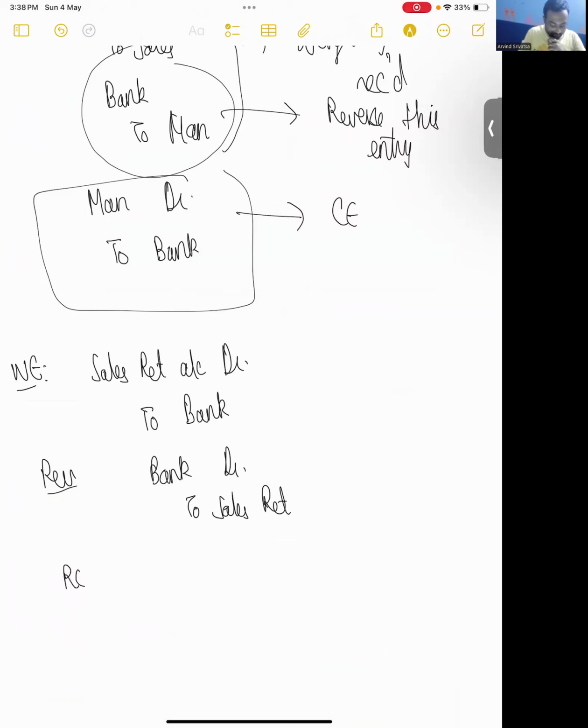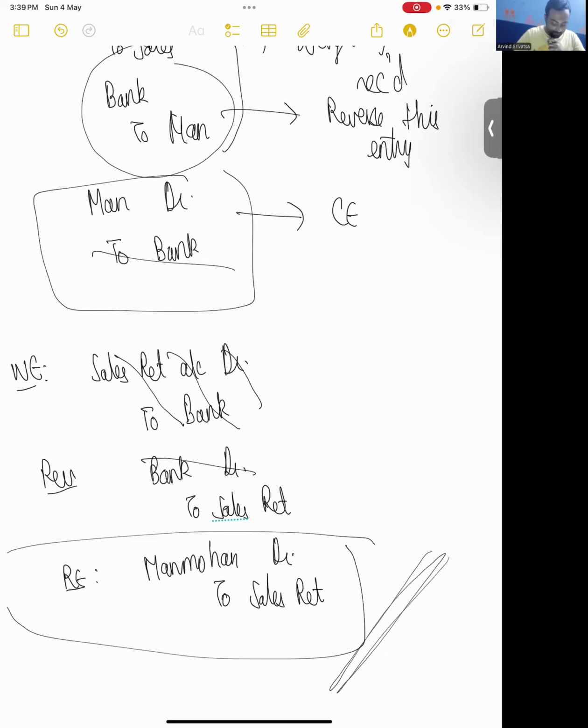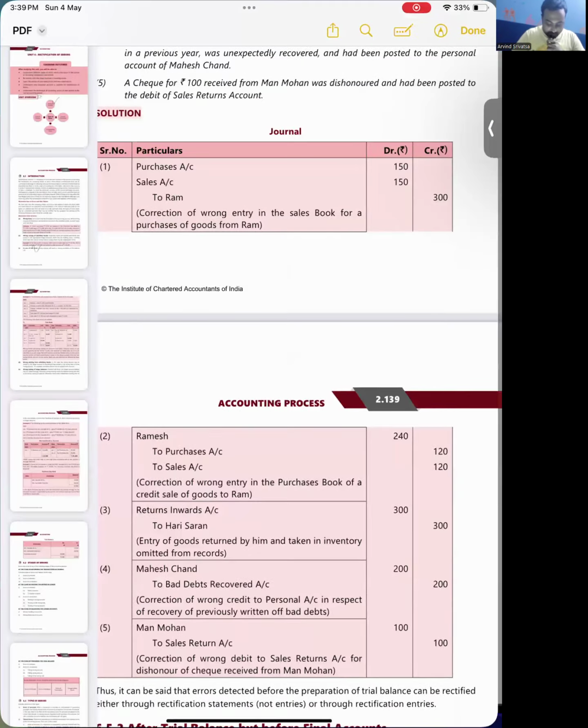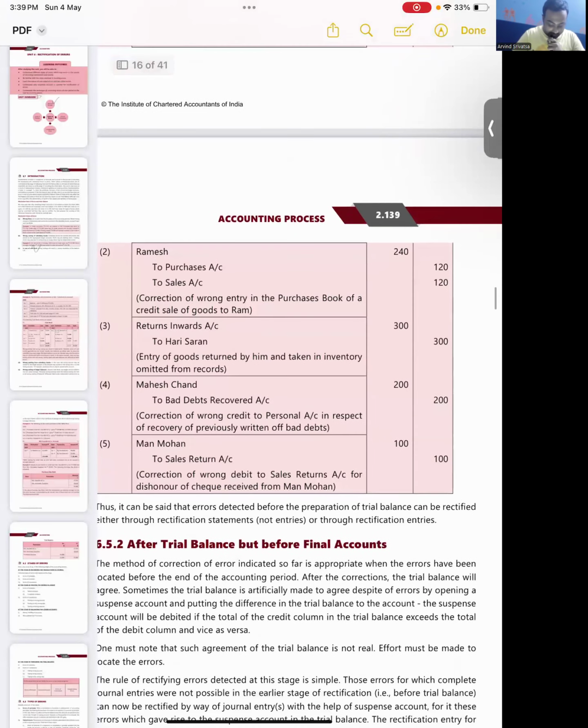Rectification entry, sir. Throw this in the dustbin. We reversed it. Okay. Bank cancel, sir. Manmohan account debit to sales return, sir. Perfect, sir. Yes, sir. This is the answer you will write in the exam, sir. So we will see what we are getting. Perfect, sir. That's it. This is done, sir.